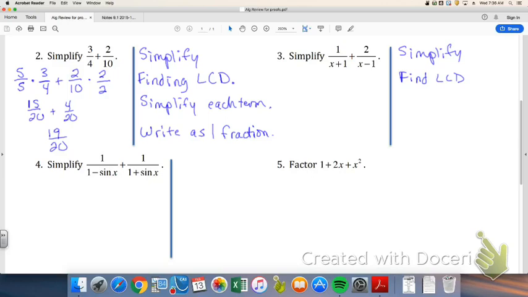So what's missing in the first fraction? What do I need to multiply the first fraction by? Good. So x minus 1 over x minus 1 times 1/x plus 1. Then I have plus 2/x minus 1. And what am I going to multiply the second fraction by? X plus 1 over x plus 1. So now we're going to simplify each term.